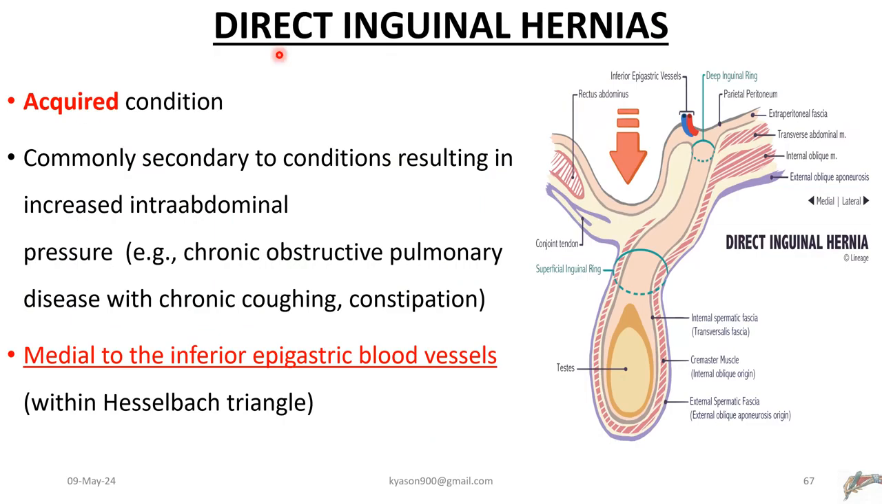Then in the direct, this is acquired. It's going to occur through the Hesselbach's triangle. We said it's a weak spot, and as we age, that area is going to become weaker.